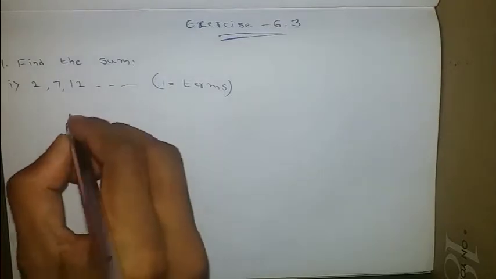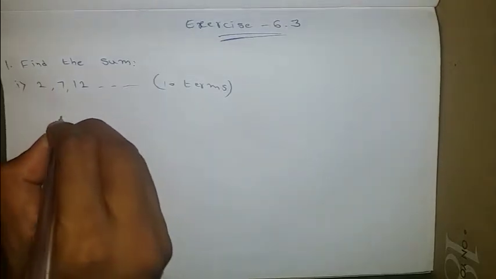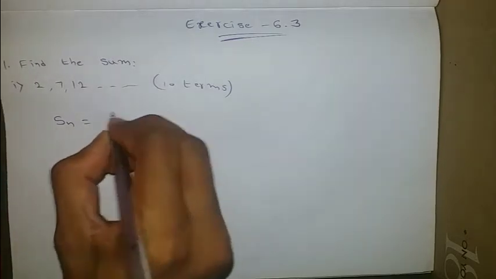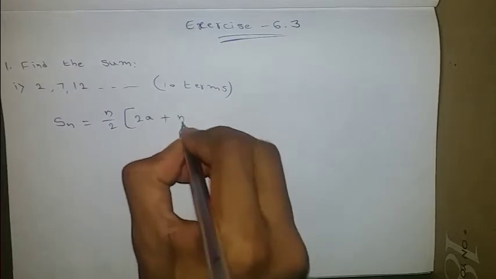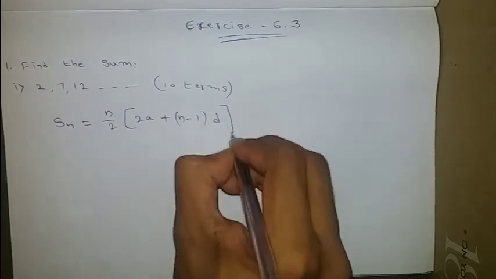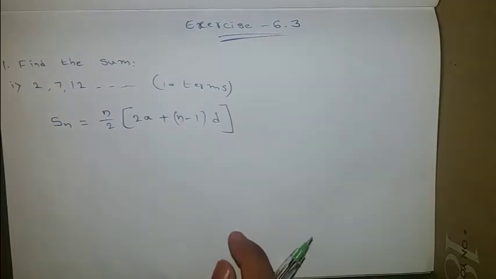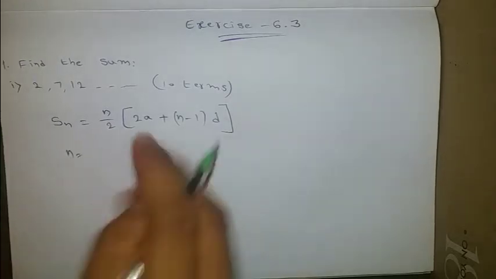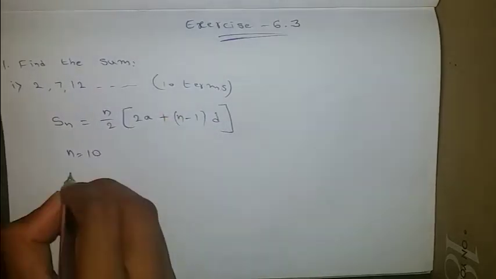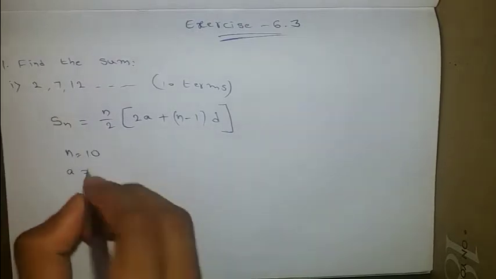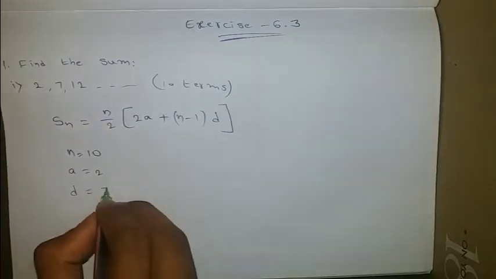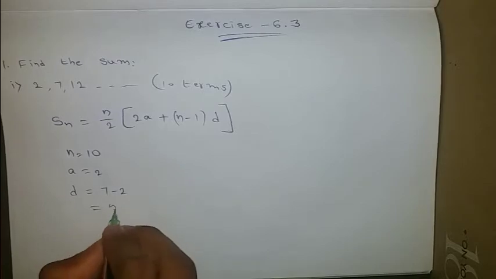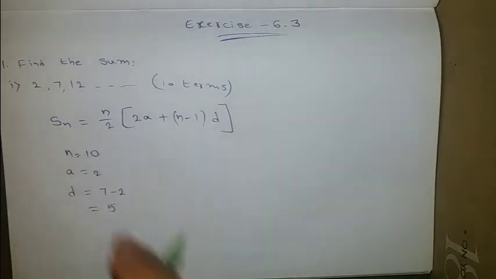So here we have the formula. Sum of the n terms in AP equals n by 2 into 2a plus n minus 1 into d. This is the formula we have for finding the sum of the n terms of an AP. Here n is 10 terms, so 10. a is the first term, 2. d is the common difference, second term minus first term, that is 7 minus 2, which is 5. Now let us substitute in the formula.